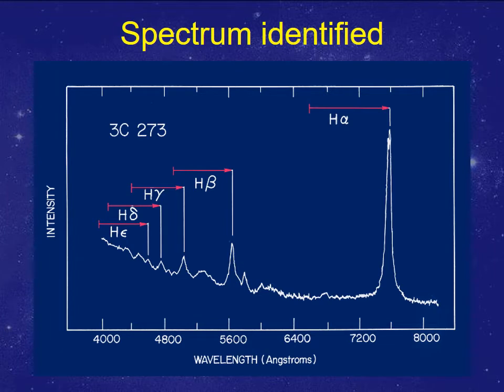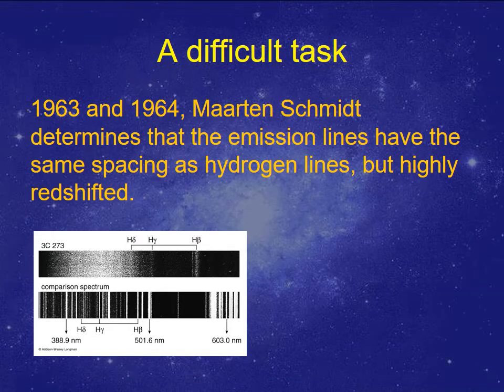Eventually, though, with 3C273, somebody recognized that the spacing of the spectral lines was the same as the spacing of hydrogen spectral lines. They were just all in the wrong spot. What should have been a red hydrogen alpha line was way over in the infrared, and some spectral lines that should have been in the ultraviolet were in the visual. That's why no one recognized the spectrum, because the spectral lines were all in the wrong spot. That meant this thing was supremely redshifted.